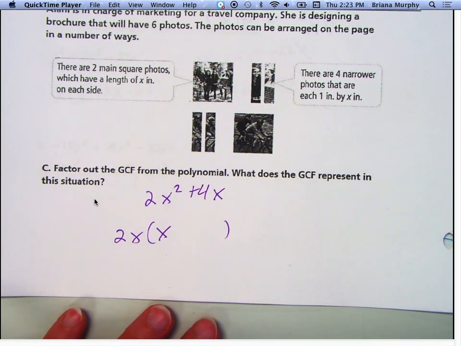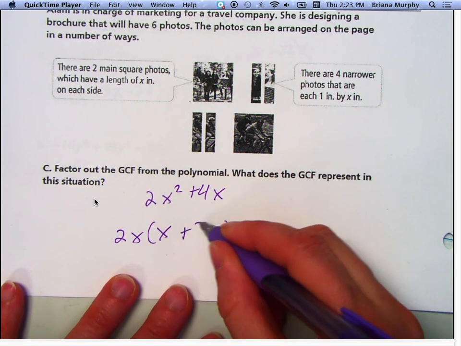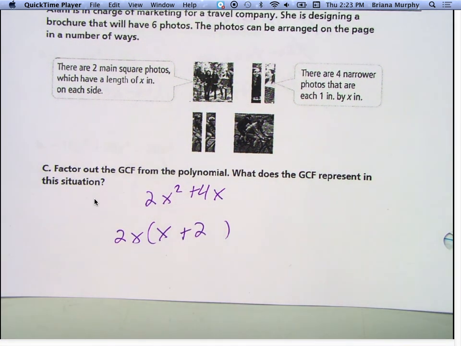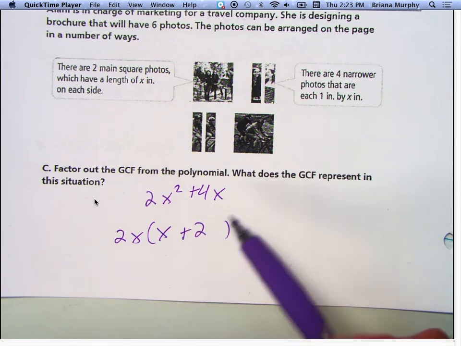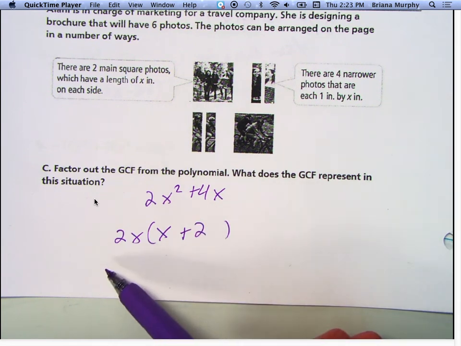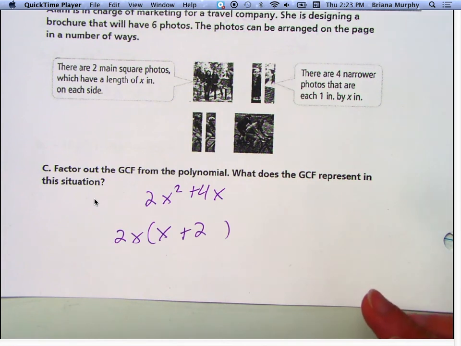x plus 2. We just took out a 2 out of everything. We just took out an x out of everything. x, yes, okay. You're subtracting numbers? I didn't subtract. I'm dividing. Always dividing. It just happens that 4 divided by 2 is the same as 4 minus 2, okay? Alright. So that's it for that.